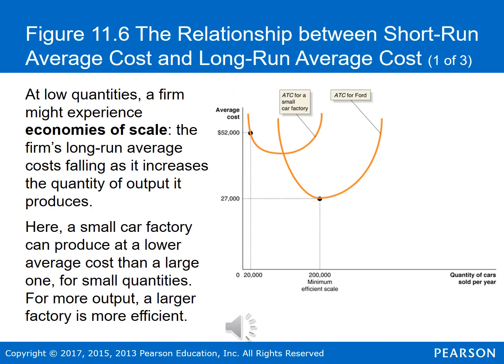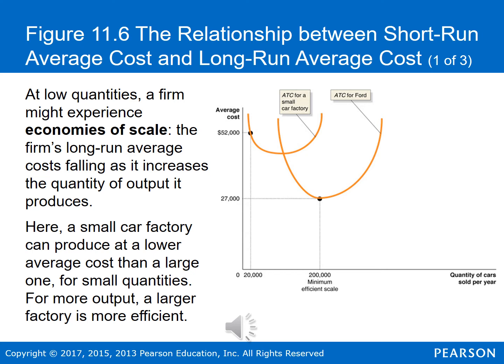Now, at lower quantities of goods being produced, a firm might experience what's called economies of scale. So economies of scale is when the firm's long-run average cost falls as it increases the quantity of output it's producing. So here we have an example of a small car factory that can produce at a lower average cost than a large one for smaller quantities. So for more output, a larger factory is more efficient. This may occur because of large-scale mechanical processes. It can also occur because of specialization and division of labor.